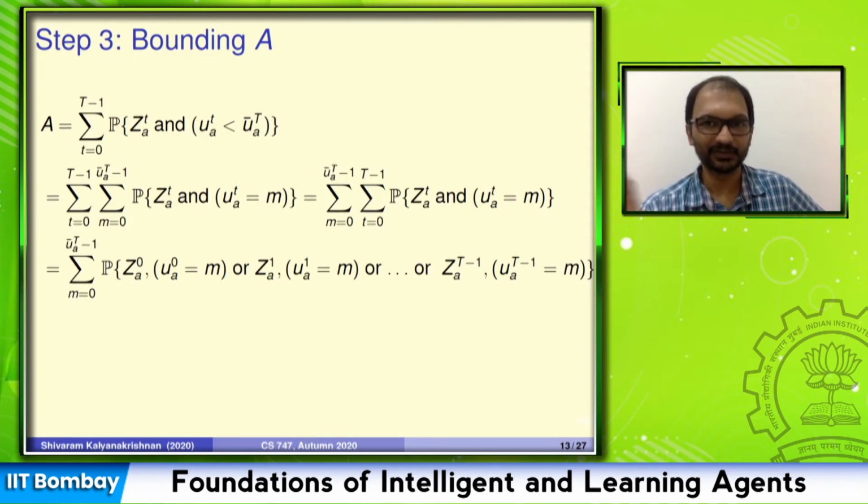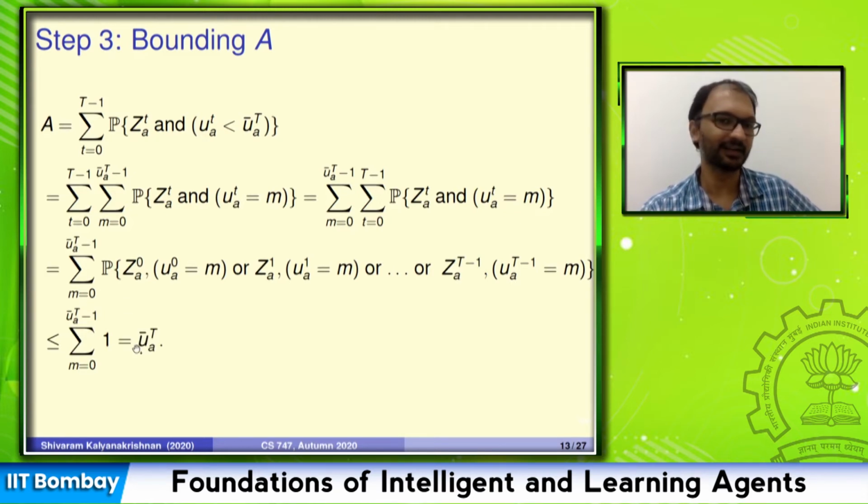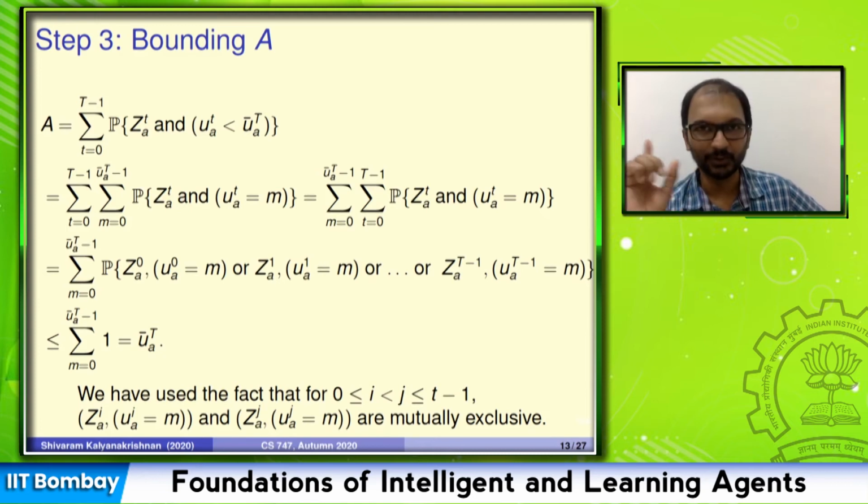This is a subtle step, but it is the important step in this calculation. If we do it like this, it becomes somewhat trivial to argue that we are summing up, from M going from 0 through u bar Ta minus 1, these probabilities. We know that probabilities are all upper bounded by 1. So we put a less than or equal to here and replace this probability by 1. If you do that, then you get u bar Ta, which is what we had set out to do. So what is the fact that we have used here?